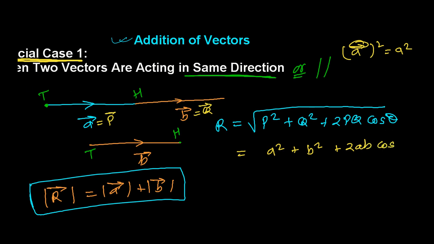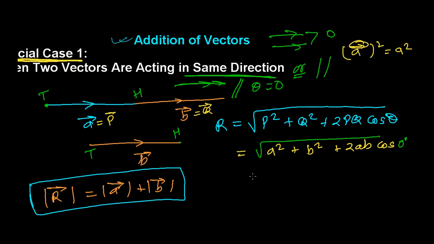Now let me tell you one more thing, my friend. What is the angle between this vector A and B? Vector A is acting like this and vector B is also acting exactly along it. So both are parallel, which means the angle between them is 0. When two lines are parallel to each other, the angle between them is 0. So here I'll simply write cosine of 0.